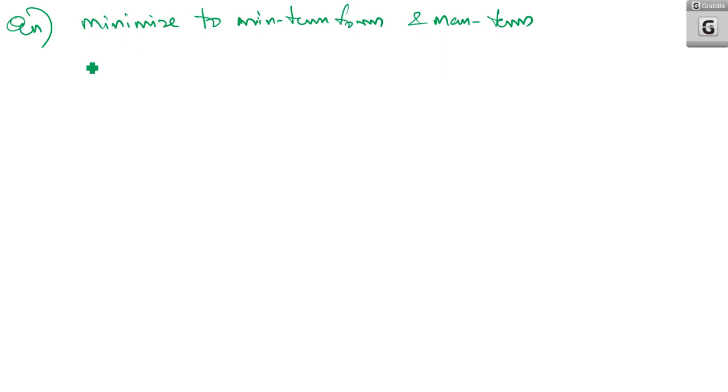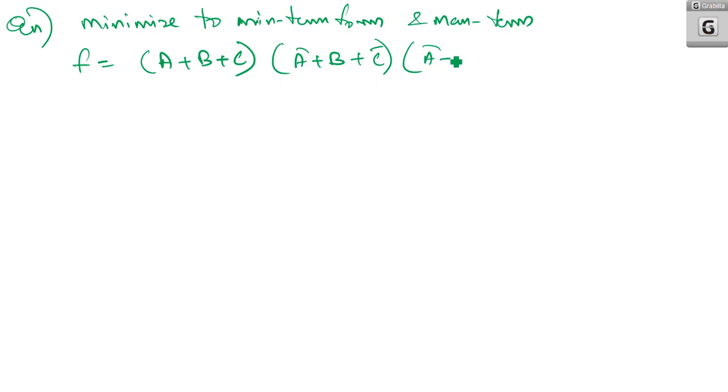So the question is given by f is equal to (A or B or C) and (A bar or B or C bar) and (A bar or B bar or C bar) and (A or B bar or C bar). Okay. So the given expression is in which form? The given expression is in product of sums form.